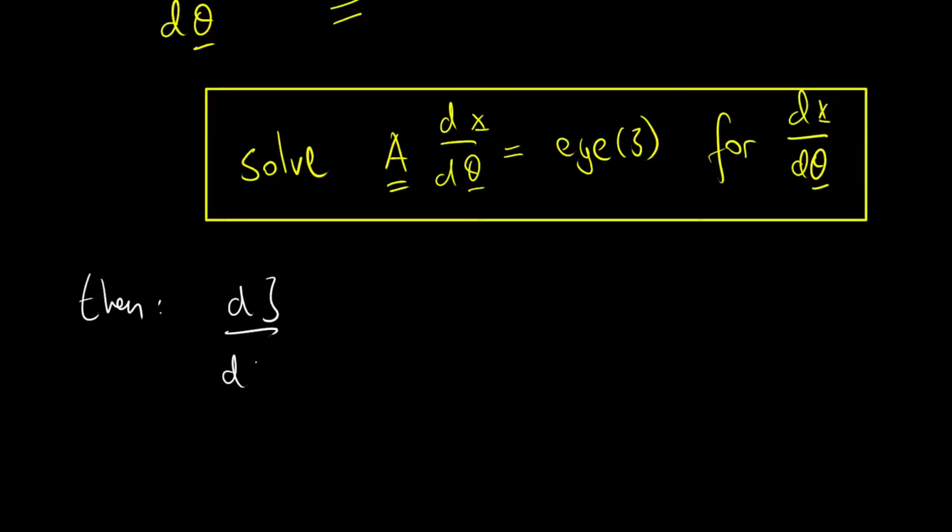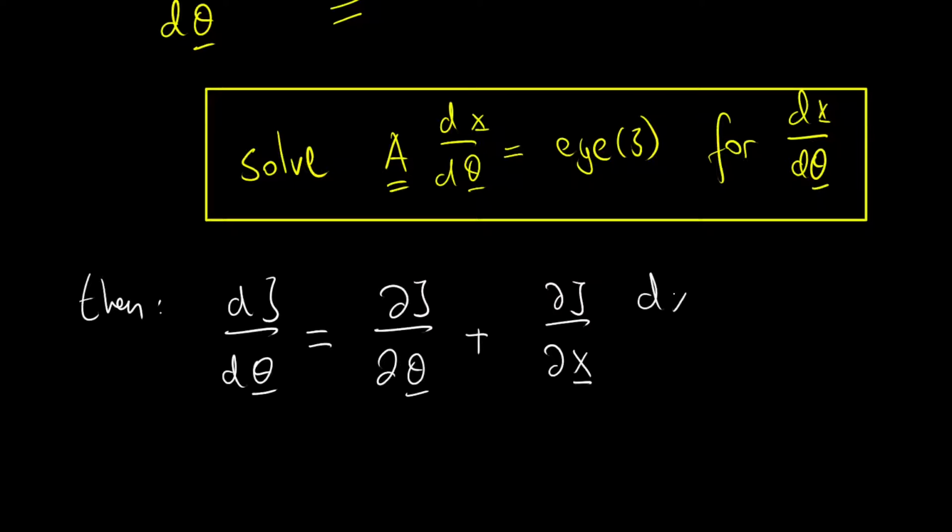We have dj by d theta is equal to partial j partial theta plus partial j partial x times dx by d theta. And that's why we calculate it here, because then we can plug it in. It requires the solution sensitivities. And then again, let's look at how the derivatives are in our particular case.